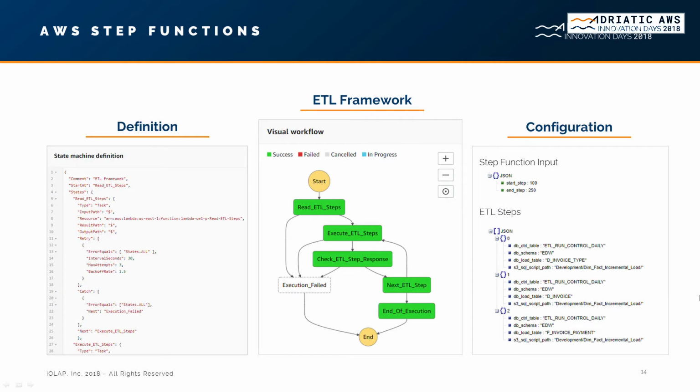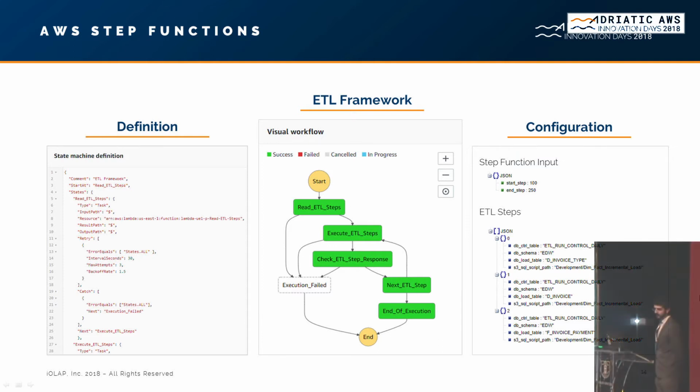Okay, so how does it look? On the left side is where we write the instructions, and basically, as soon as we make a change, it shows in the visual workflow. So it's maybe easier for me to explain from the workflow. The point of the framework is no matter how many jobs we have, it's going to be the same Step Function.